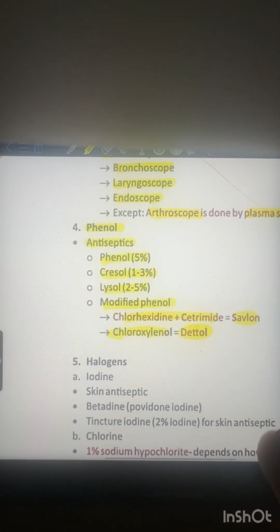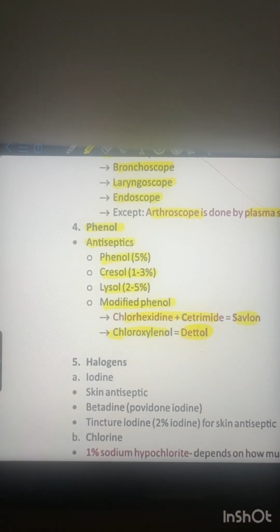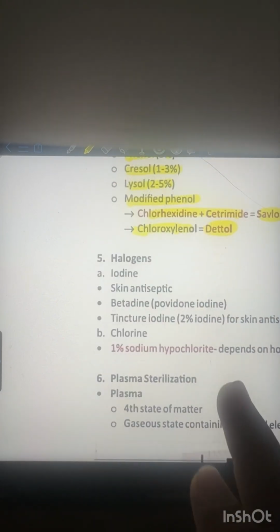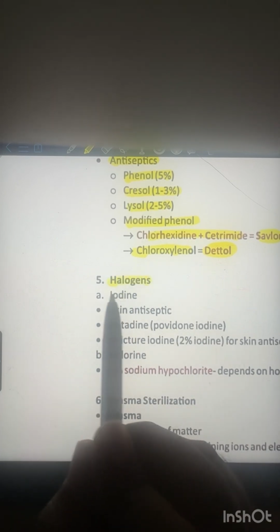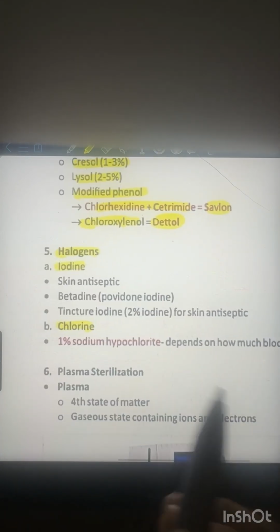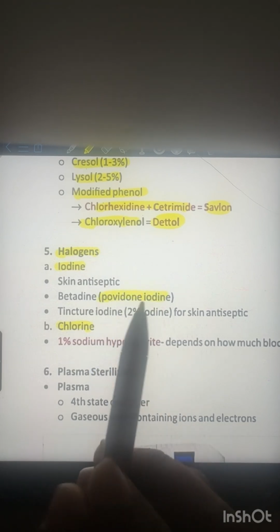We can make a line over here, because after this I have all the iodine and chlorine compounds coming. I think we all know that for cleaning the skin, either you use tincture iodine or we use betadine. What is betadine coming under? It is a type of povidone iodine. So whenever you want to clean the skin, either you use tincture iodine or you use povidone iodine or betadine.